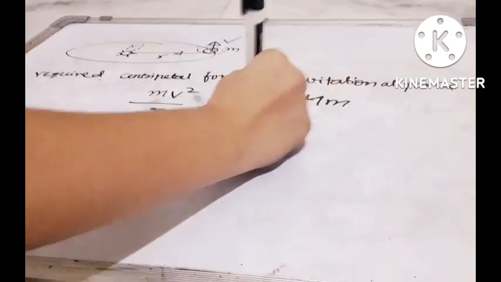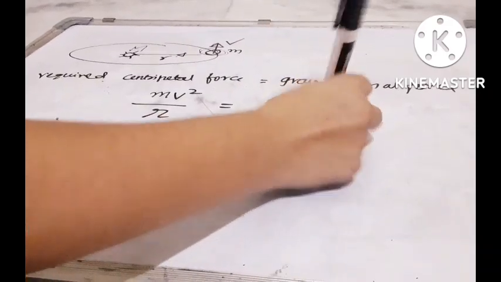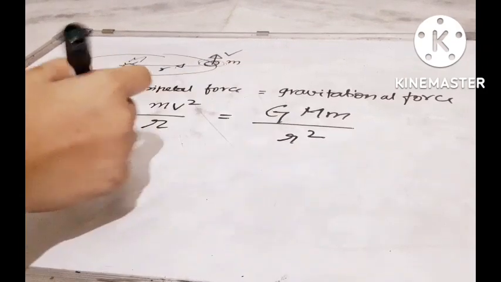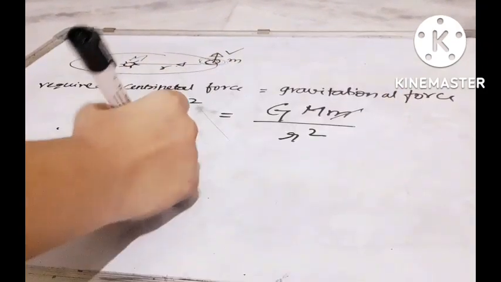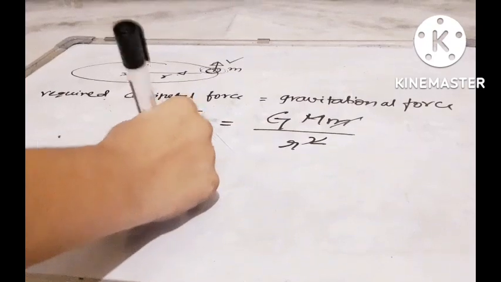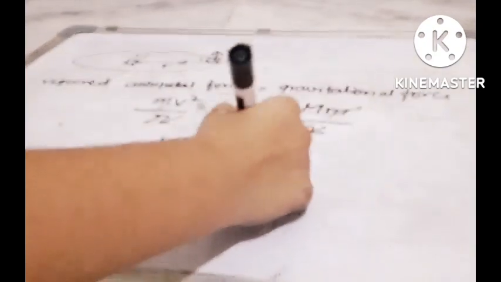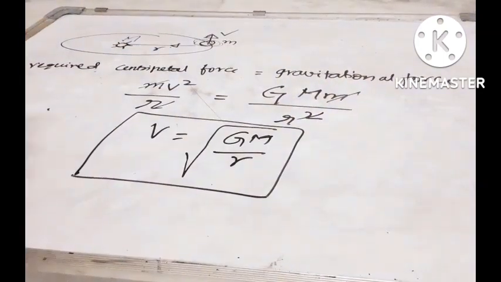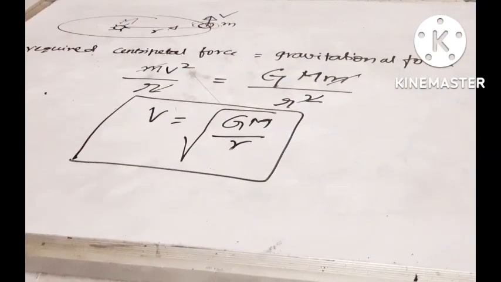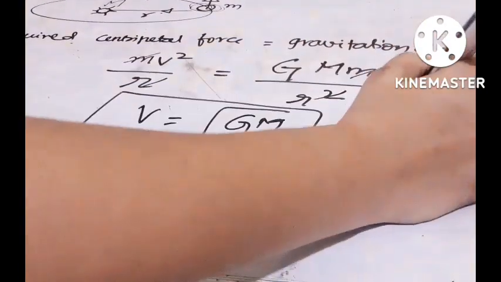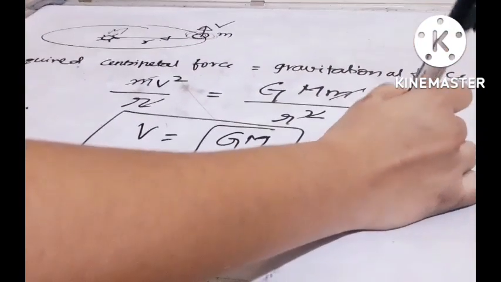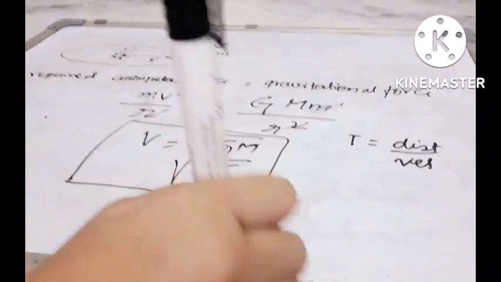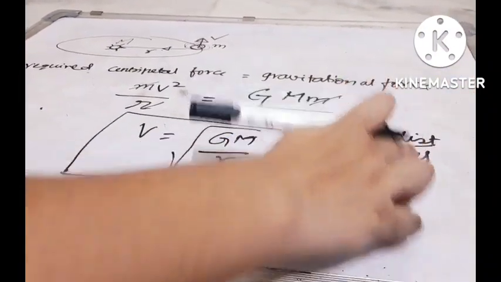that is equal to the gravitational force. And now we have learned how to take gravitational force. So you will see that m gets cancelled, r also gets cancelled. v is equal to under root of GM upon r. So from here you got an equation for velocity. Now you also know that time period is equal to distance upon velocity.